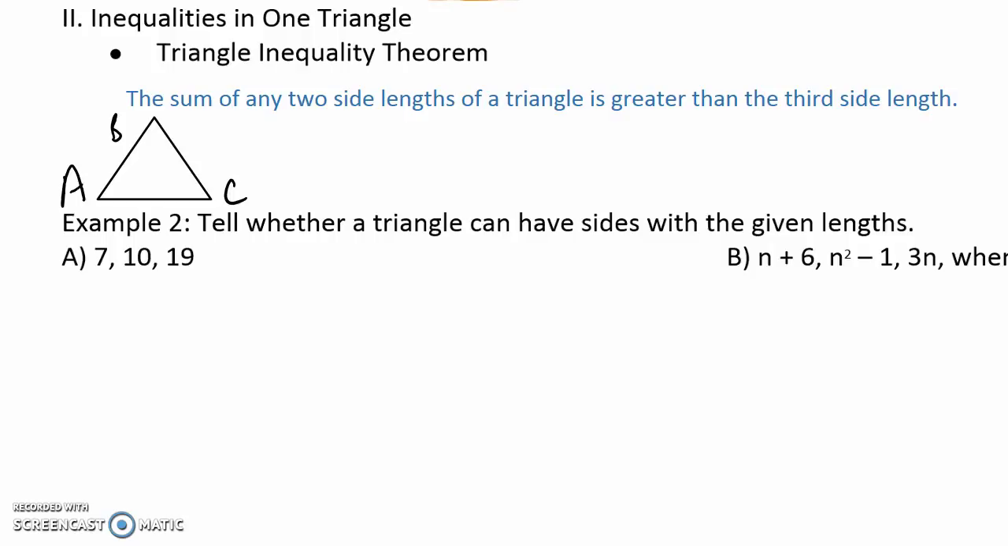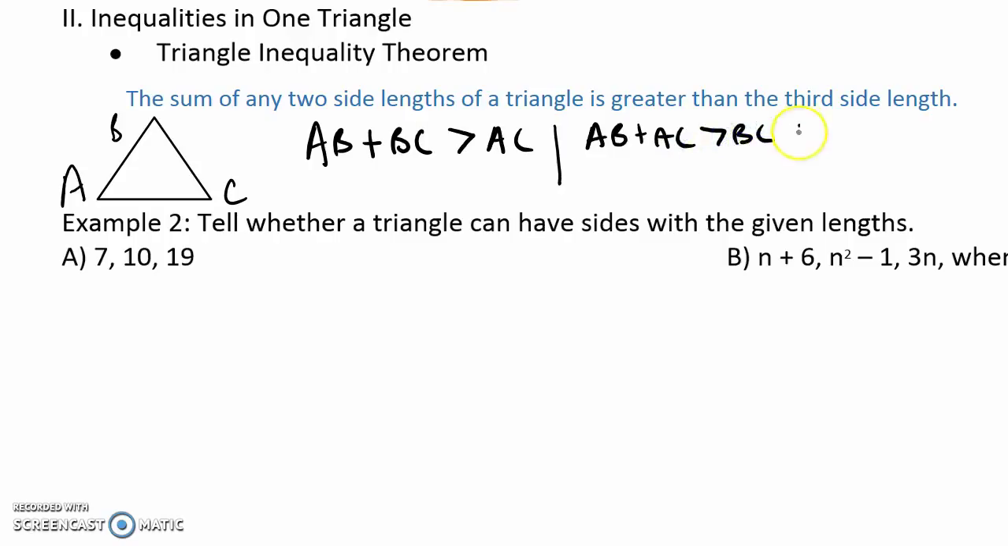So basically, you've got three inequalities you can write. Any two sides, for example, AB plus BC, that sum has to be greater than that third side, AC. And again, I can move around those sides in any combination I want. So I can also say AB plus AC should be greater than BC. But finally, that third combination also needs to work, where AC plus BC has got to be greater than AB. And that is the triangle inequality theorem.